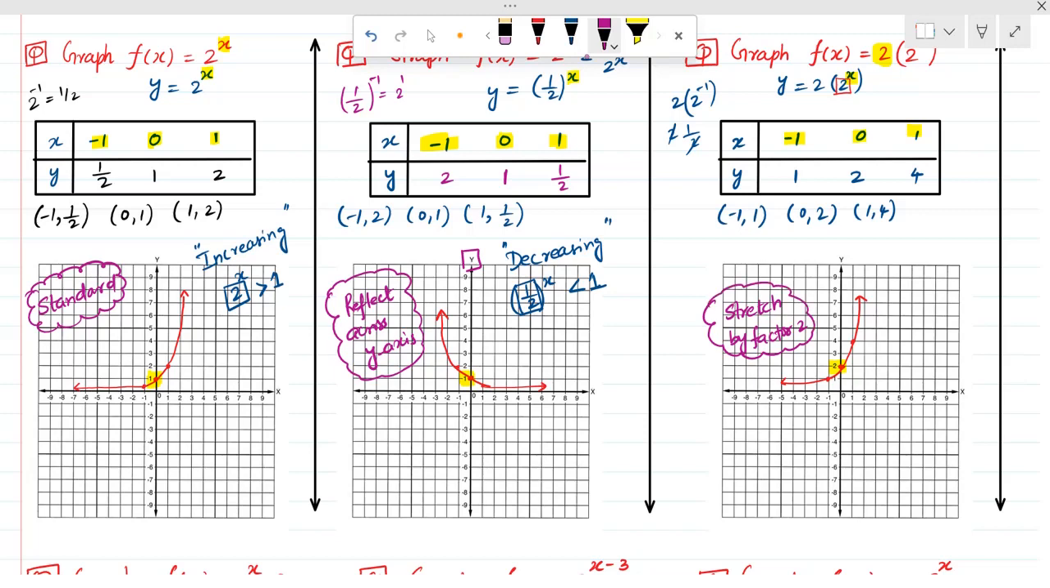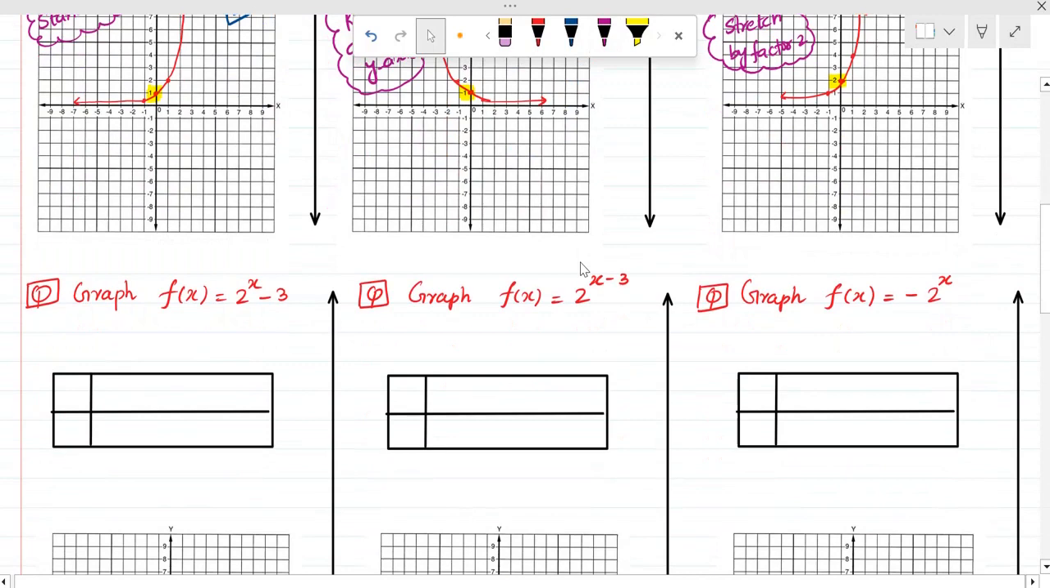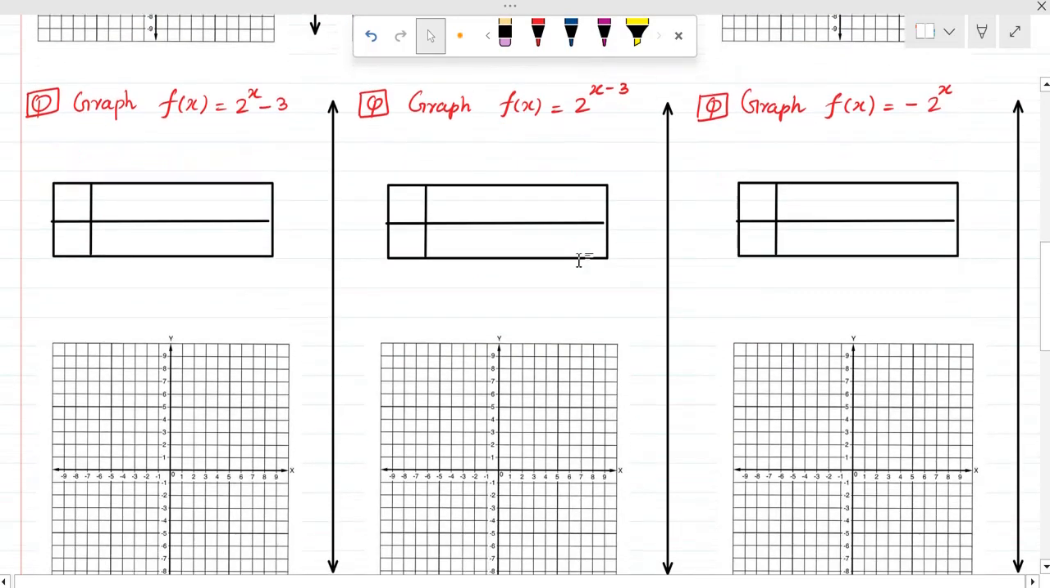So these are the three types of graph. Now we will have more translation, more types of problems. So what is the next one? It is the same rule. I will write it here: x value, y value. So I write -1, 0 and 1.